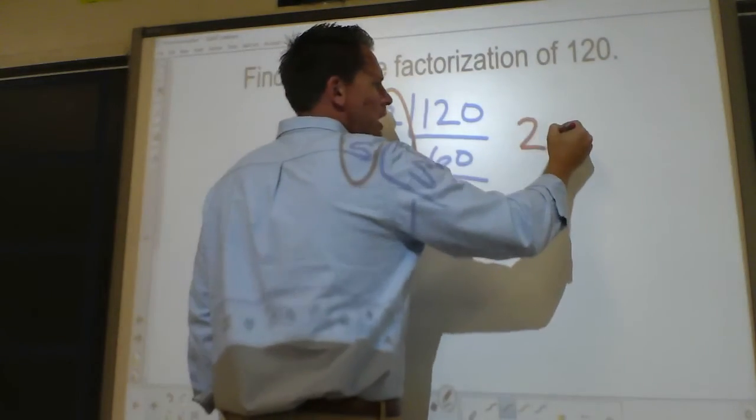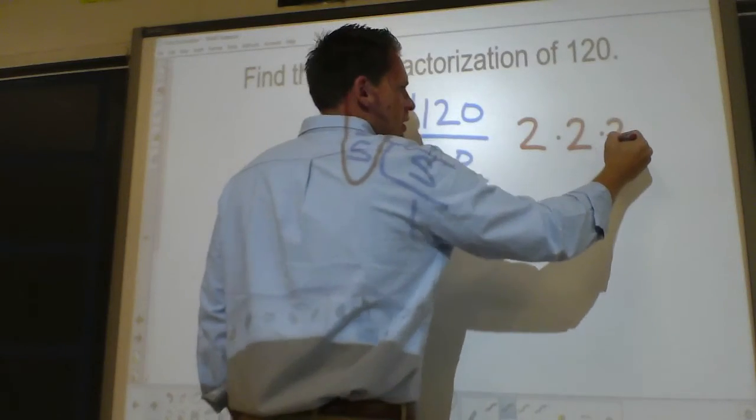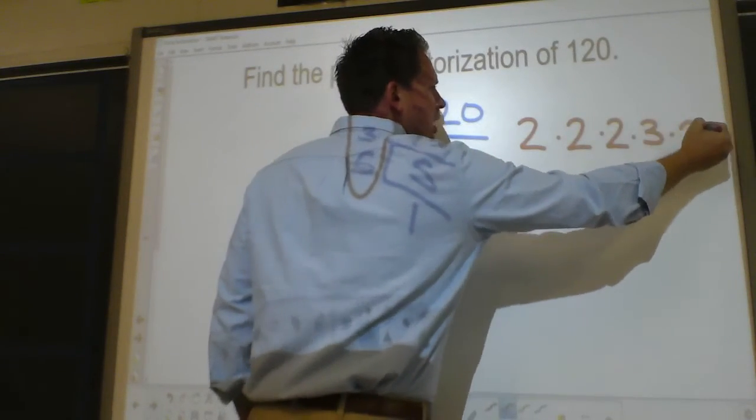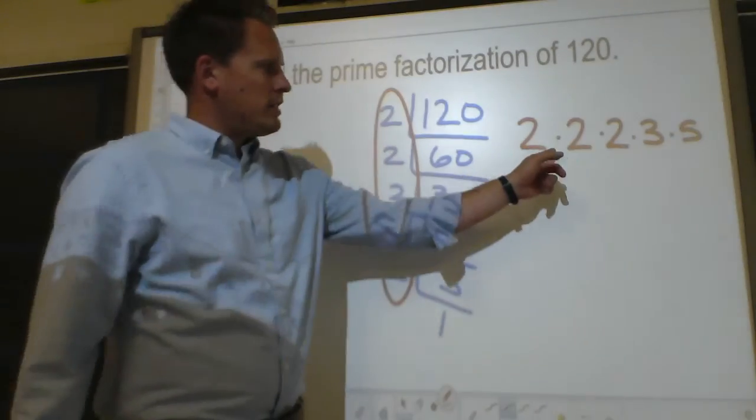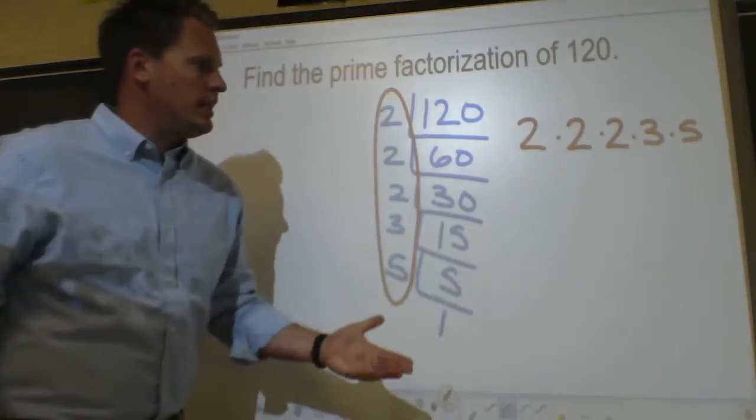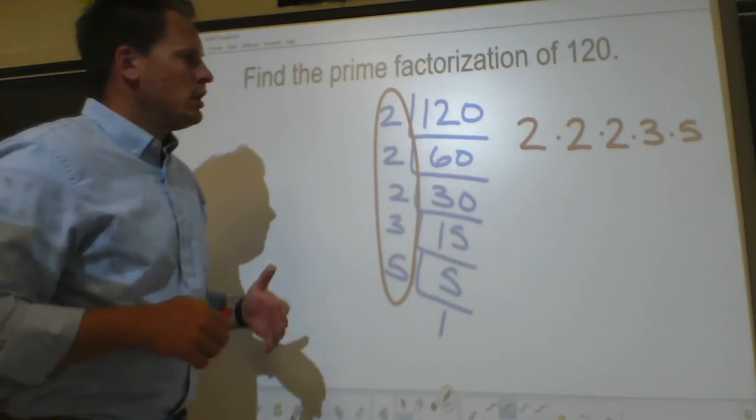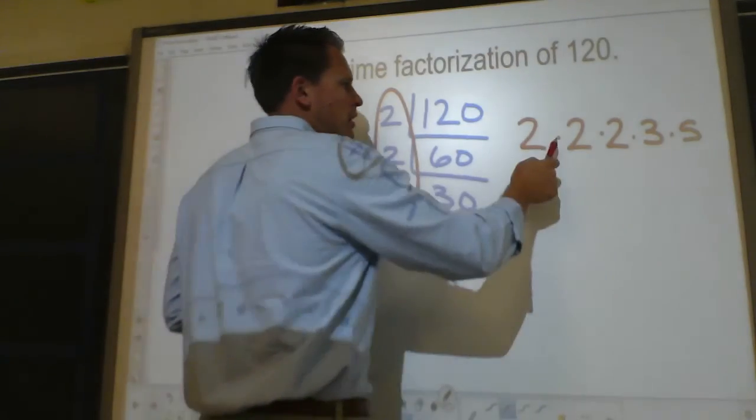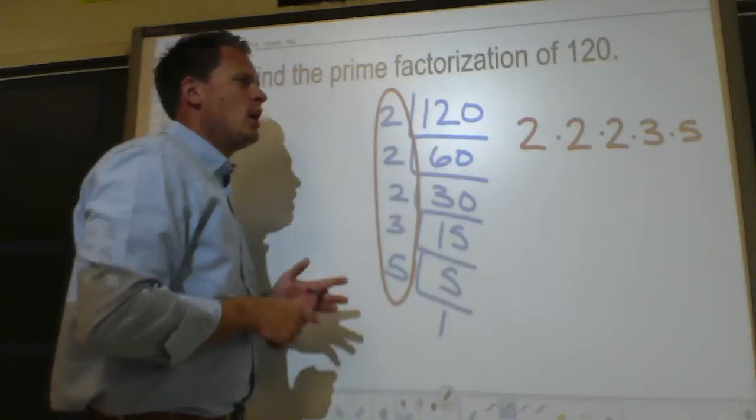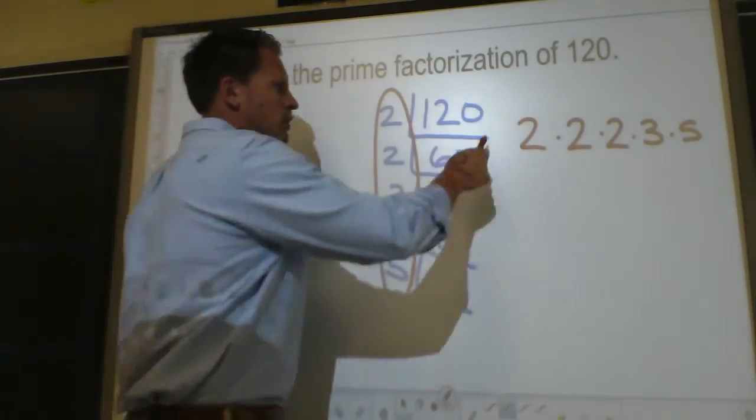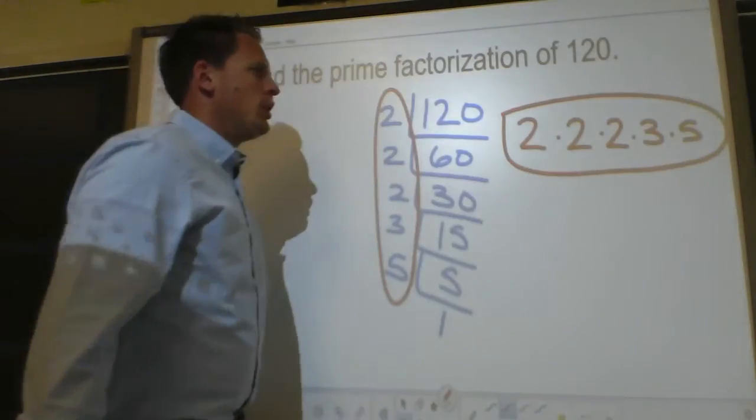I now need to write it using multiplication symbols. All right. Notice I mixed it up. I don't have X's, I have dots. You will see that in 6th grade. What do those dots mean? Those are multiplication symbols. Just beware that those dots also represent multiplication. Here is the prime factorization of 120.